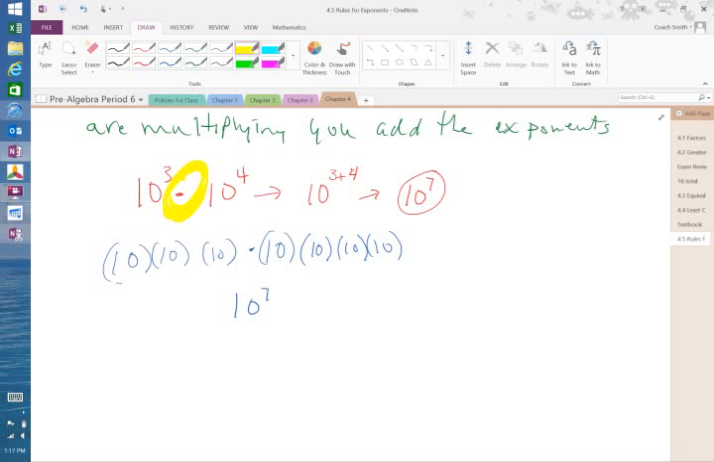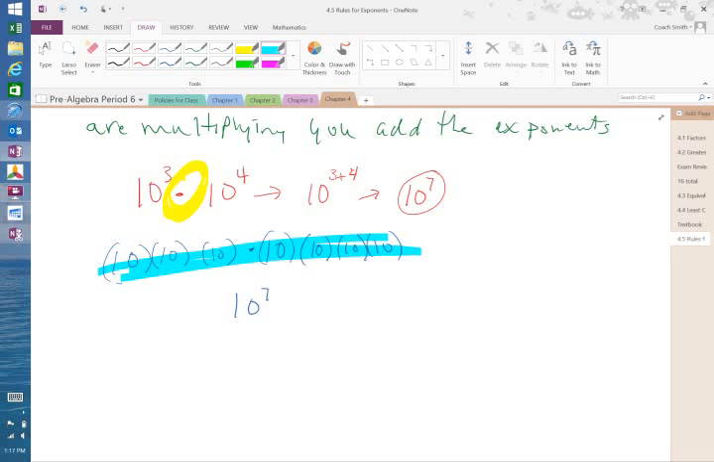Okay. Moving on. Why aren't you multiplying the 3 and 4? Why am I not multiplying? Because how many 10s do I have total? 7. Is there 12? No. Then that's why I don't multiply. Because in other words, it's a shortcut. Instead of having to do this step where we list out all the 10s and then count them up and see how many we have, all we have to do is add the 3 and the 4 exponent.